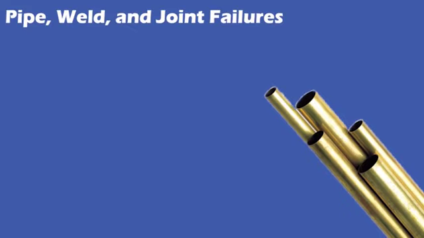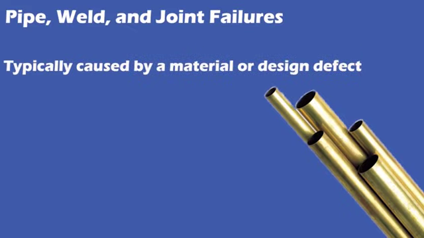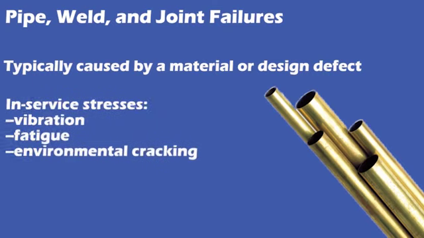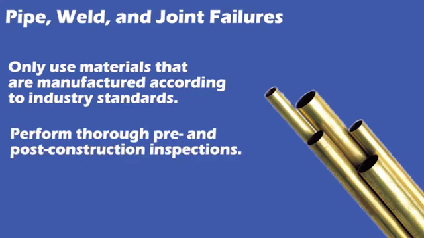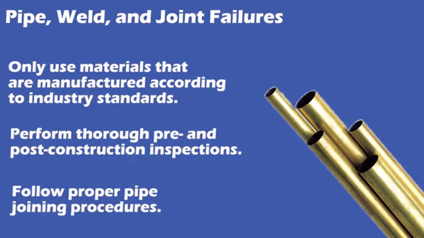The next cause isn't quite that easy to control, but is still manageable. Pipe, weld, and joint failures are typically caused by a material or design defect, or in-service stresses such as vibration, fatigue, and environmental cracking. So make sure you only use materials that are manufactured according to industry standards, perform thorough pre- and post-construction inspections, and follow proper pipe joining procedures.